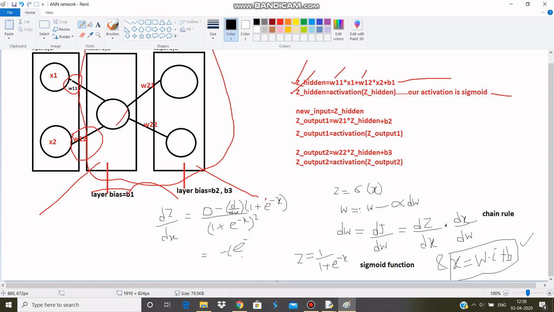And then on differentiation it forms e to the power of minus x, and with the chain rule again it forms minus 1, divided by 1 plus e to the power of minus x whole square.